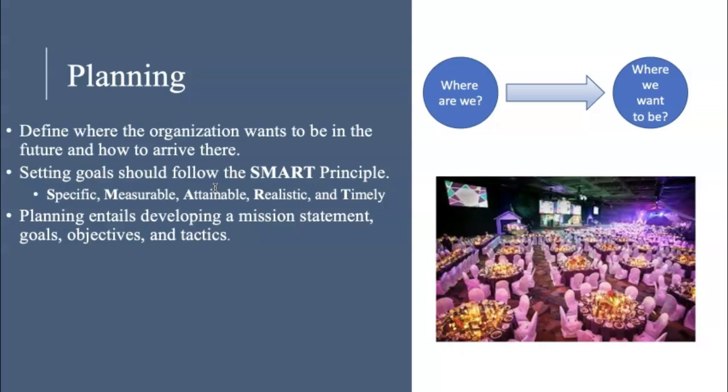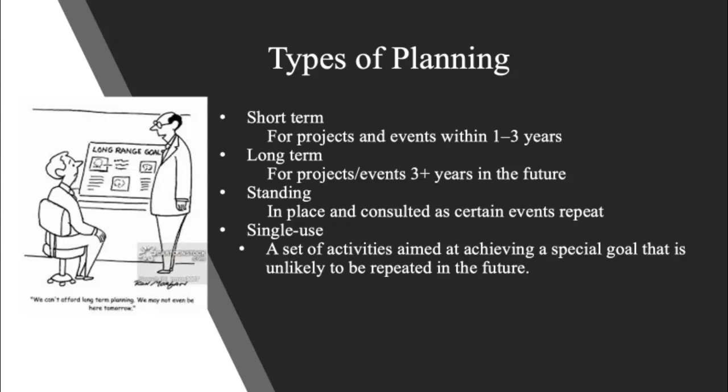The planning process normally starts, for an event or organization, with developing the vision and mission statement first, and then we set the goals, set the objectives, and identify the tactics or strategies. We have four types of planning: long-term plan, short-term plan, standing plan, and single-use plan. A short-term plan is for our event in 1 to 3 years. A long-term plan is for events or projects 3 or more years in the future.